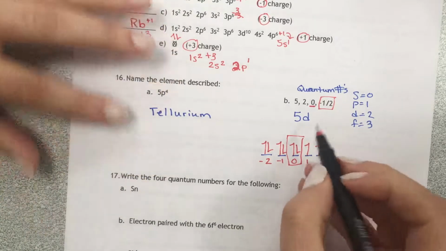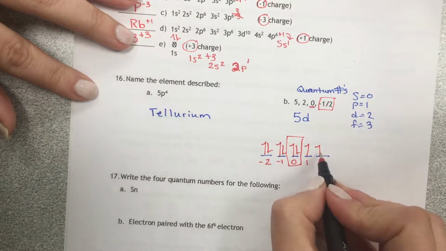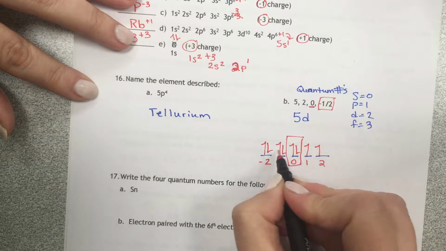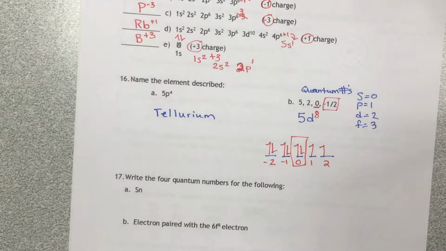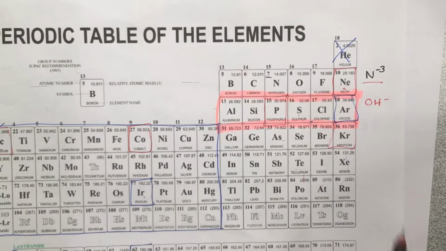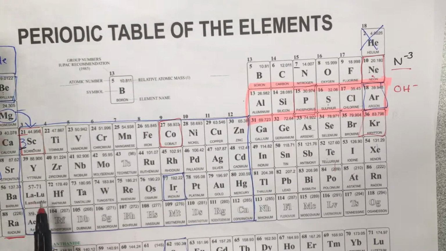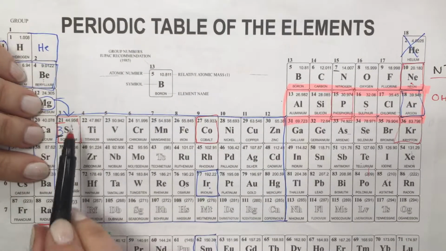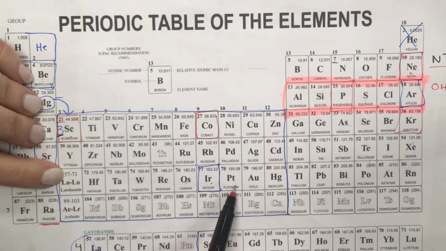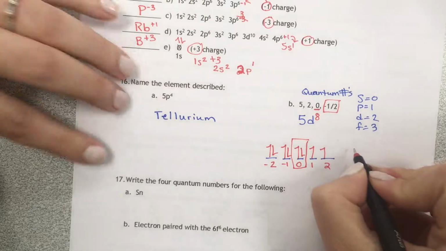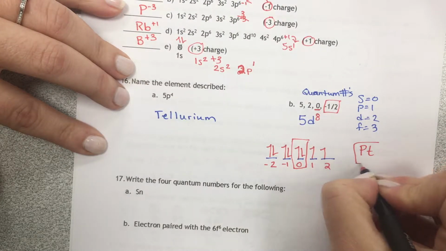So that's it. So we have 5D, and we count how many electrons we have. 1, 2, 3, 4, 5, 6, 7, 8. 5D, 8. Okay, so now I look. So we have 5. Can you see? This is 3, 4, 5. D 1, 2, 3, 4, 5, 6, 7, 8, and that's platinum. So Pt is our answer.